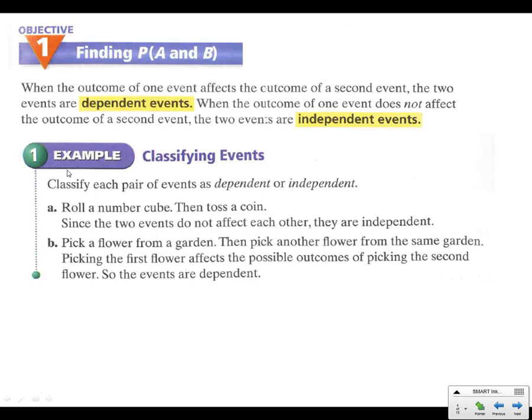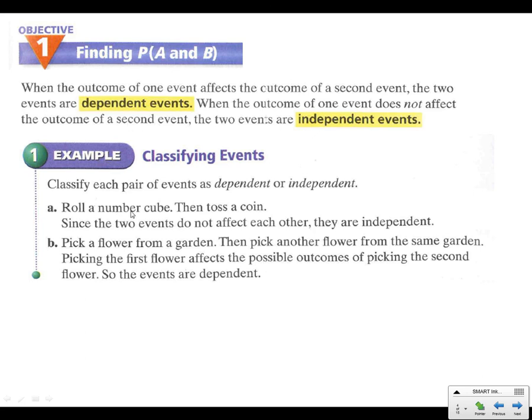All right, so we need to figure out what's the difference between a dependent and an independent event. And so when the outcome of one event does not affect the second event, we are independent. All right, when one is separate from the other, we are independent. When the first one affects the second one, we're dependent. All right, so let's take a look at these.